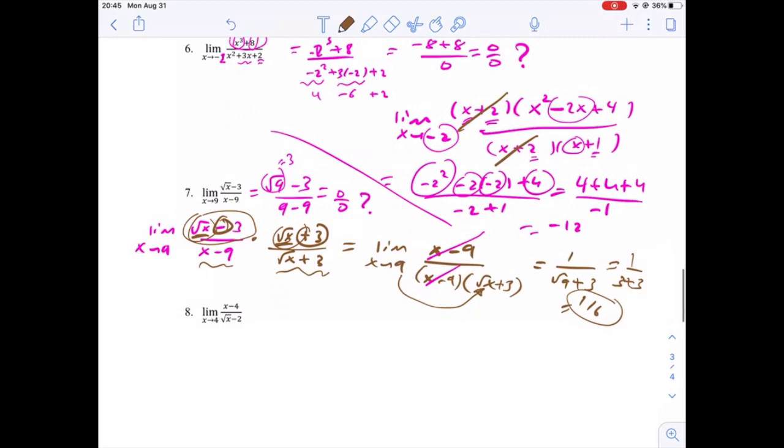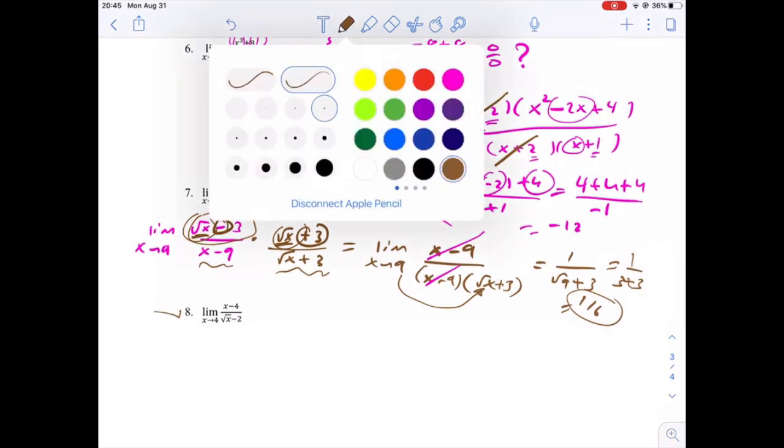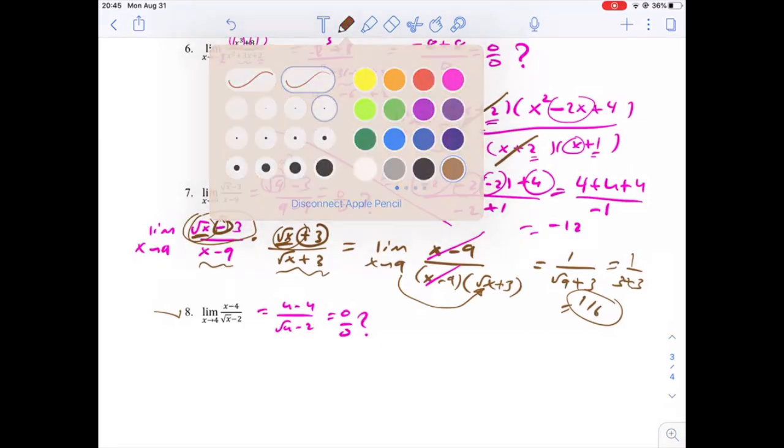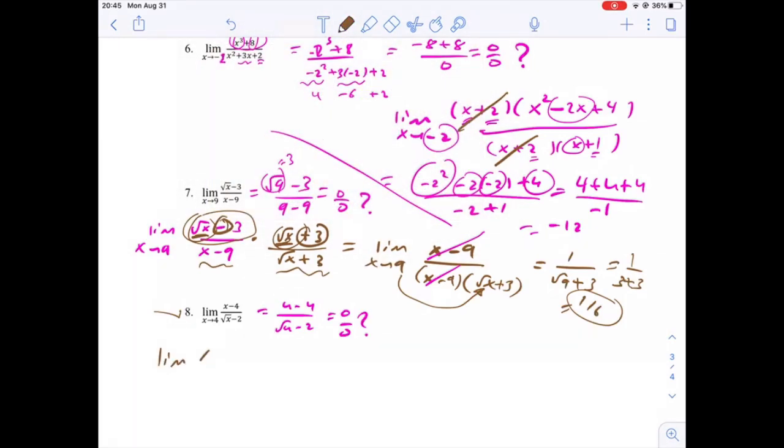Now let's do a similar problem. Here, problem 8, we plug x equals 4. We get 4 minus 4 over square root 4 minus 2. This is 0 over 0. That means it's not a final answer. What should we do in this case? We multiply by the conjugate, because we have square root in the denominator.